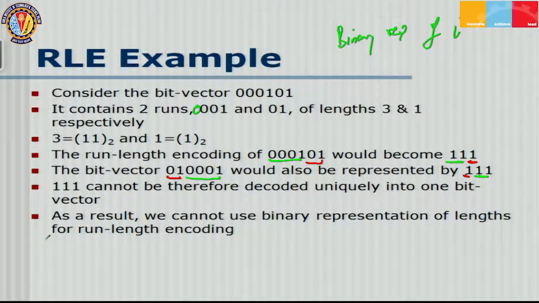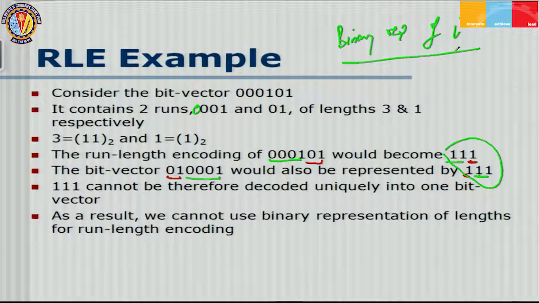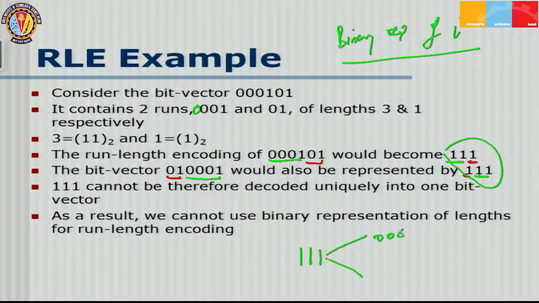Now for both these bit strings that I considered, 0001 01 and 01 0001, both have the same encoding when I use the binary representation of the length for run length encoding. So if I give you 111, now you can decode it in two ways. One is 01 and the other is 1.